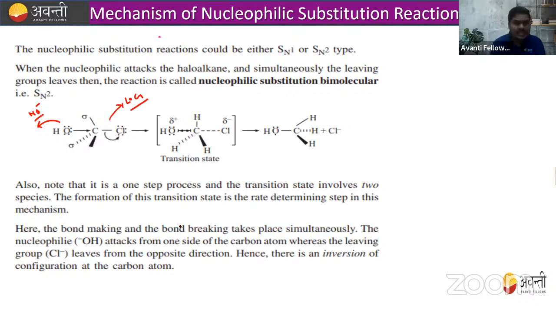Now, here the bond making and the bond breaking take place simultaneously. Yani at the same point, a bond is being made and a bond is also being broken. The nucleophile, that is OH, attacks from one side of the carbon atom, whereas the leaving group Cl leaves from the opposite direction. Hence, there is an inversion of the configuration. So always remember this point. In case of SN2 mechanism, we get the inversion of the configuration at the carbon atom. So in some questions they ask whether in SN2 or SN1 you will get the inversion of the product. Always remember this. In case of SN2 only we will get the inversion of the configuration.